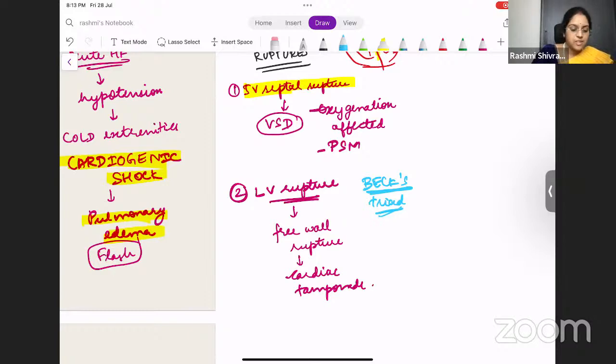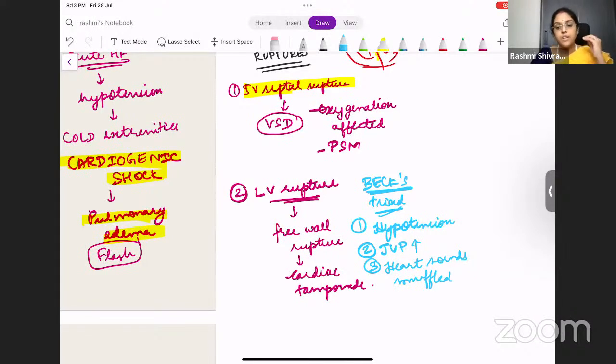So this is Beck's triad. What is Beck's triad? You will have hypotension because of the loss of blood. There will be raised JVP because of the increased pressure in the pericardial cavity. It will put pressure on the right ventricle as well as the right atrium, so pressure will get reflected on the SVC and the JVP. So the JVP will be increased and the heart sounds will be muffled, or absent.